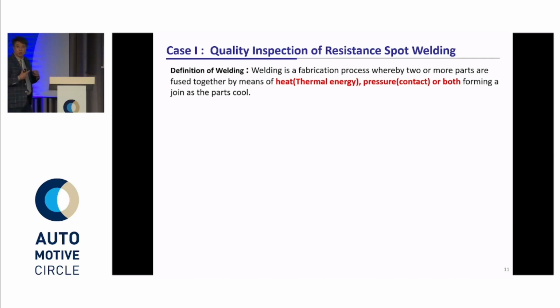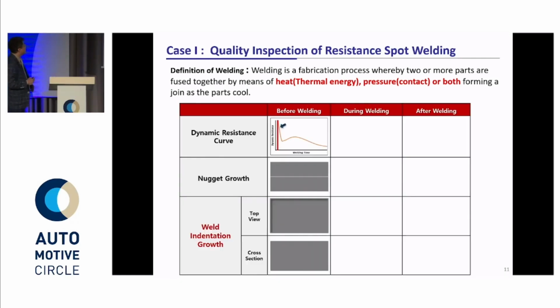So which means that whenever there's a joint, fusion energy will make a certain type of joint, which will have some contact with the pressure. You will end up with a certain type of surface geometry change. In the case of resistance spot welding, it will be the indentation on the surface here. So by thinking about this kind of mechanism, most people already know that there is a high correlation between the nugget growth, the weld indentation growth, and the dynamic resistance curve.